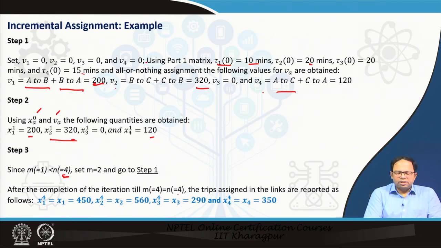After completion of iteration m equal to 4, so after 4 times, the trips assigned to the links are reported. If you work it out on your own, you will find that the total link volumes will become 450, 560, 290 and 350. So you see that even though X3 initially has higher travel time compared to the other one, if this were all or nothing assignment, there would have been no volume assigned. But because we are doing incremental assignment, volume eventually gets assigned, because the travel time of the alternative route gradually becomes higher. That is why we see some volume in X3 as well.